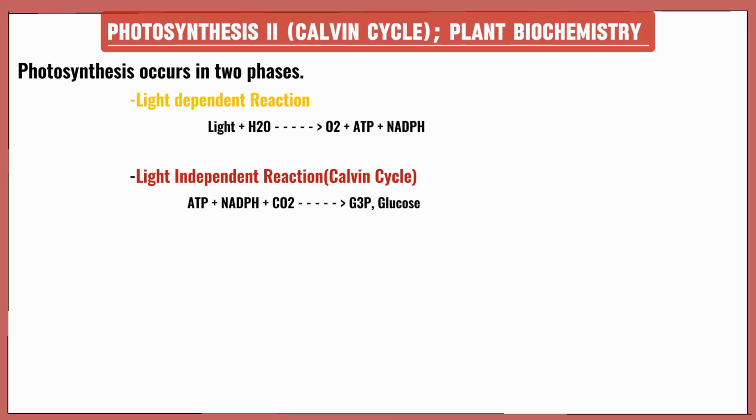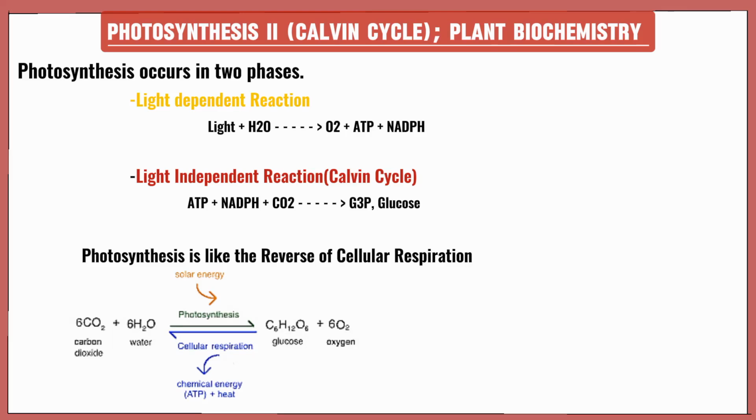Now, the ATP and the NADPH that were formed in the light-dependent reaction are now used in the Calvin cycle together with carbon dioxide to produce sugar, and this sugar is glucose. Photosynthesis is like the reverse of respiration because the electron flows in the opposite direction. Now, in one, which is photosynthesis, a sugar is built, while in the other, a sugar is degraded.